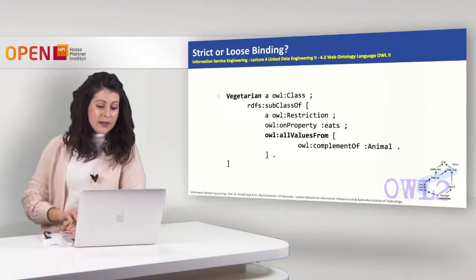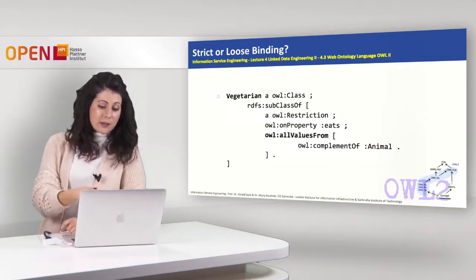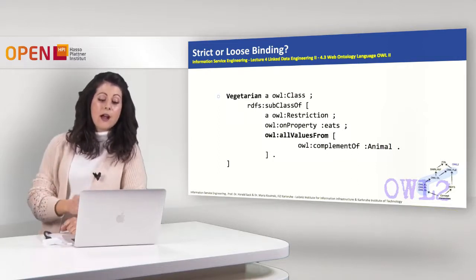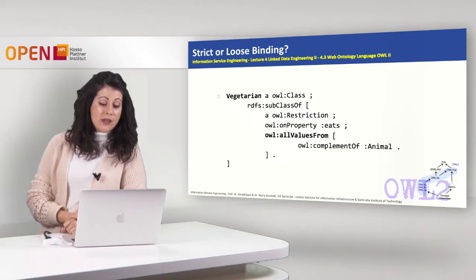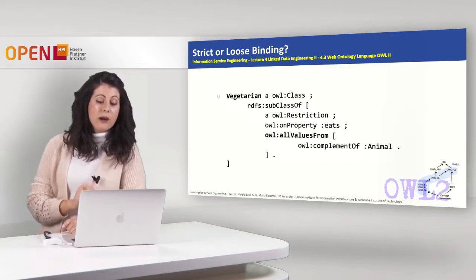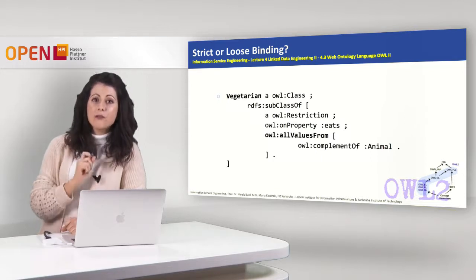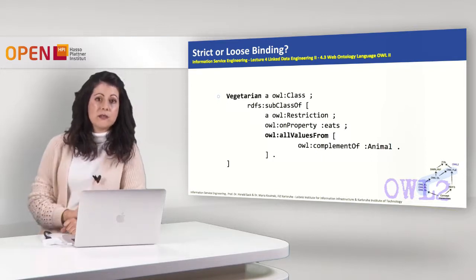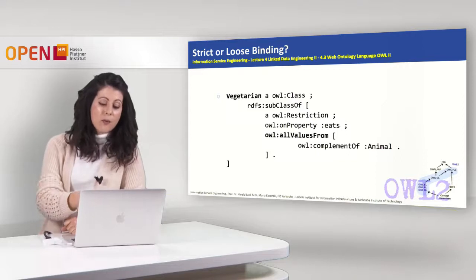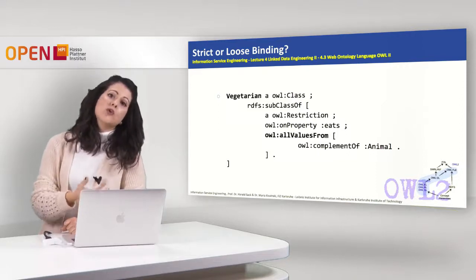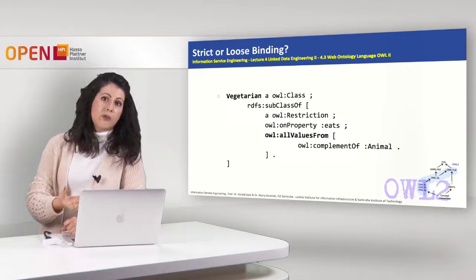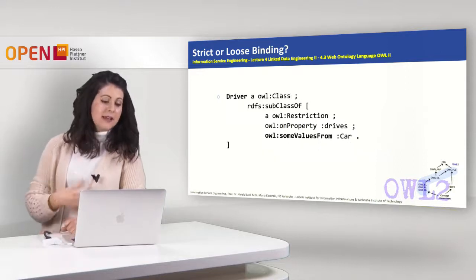You see that we define a class vegetarian, it's a subclass of. We put the restriction there on the property eats, and then you see the property all values from. This is already the sign that we have a strict binding, because all the values should have this specific range. And then we have the complement of animal, which denotes the negation, should not be an animal. And let's see another example.